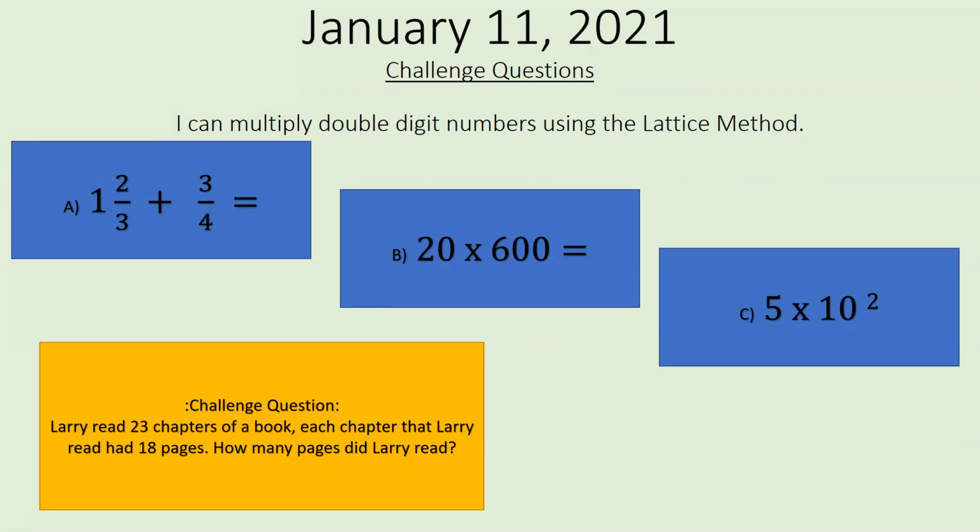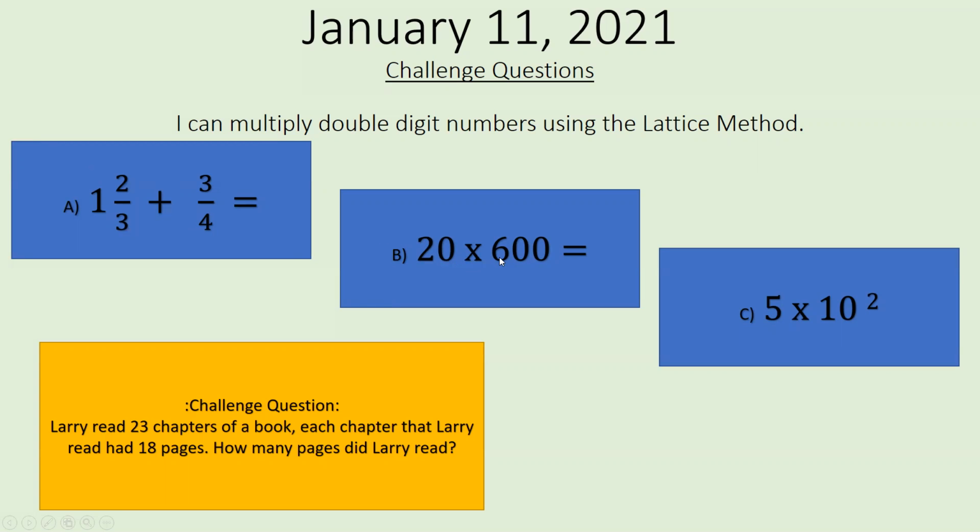Challenge questions, yet again, are going to look pretty similar to the last couple challenge questions, but I still haven't had a large amount of you guys master these. So I hope you guys tried very hard and you did very well at these 3 challenge questions. You're going to add mixed numbers, make sure they both have a common denominator. Obviously there it's 3 and 4.